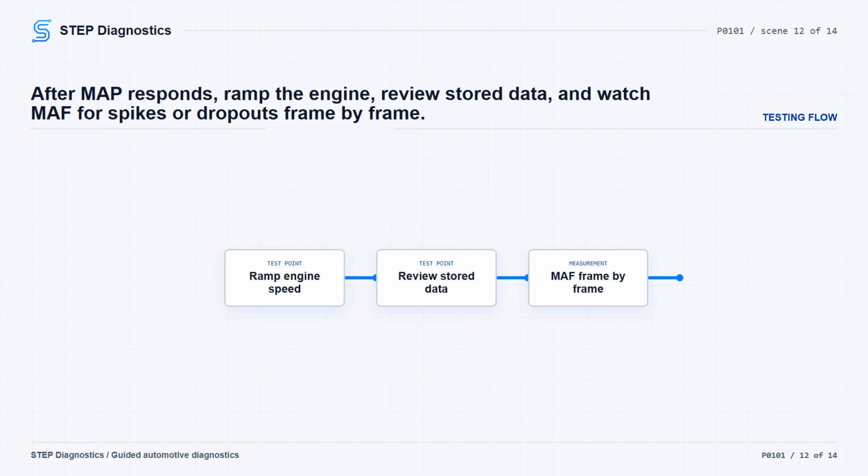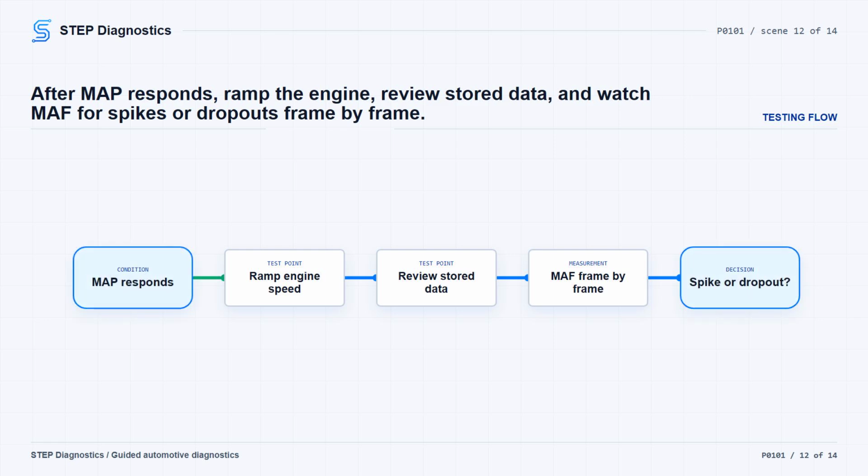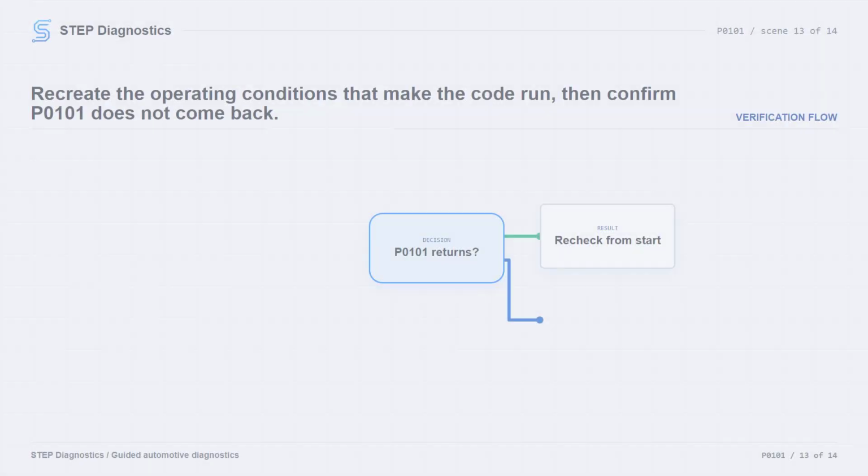Now review stored data and watch the MAF sensor frame by frame. The MAF value should not spike or drop out. If it does spike or drop out, move to the appropriate MAF signal or communication diagnostic path instead of condemning a part without testing. If the MAF trace does not spike or drop out, reproduce the operating conditions for the code. You can also reproduce the captured conditions from the stored data.